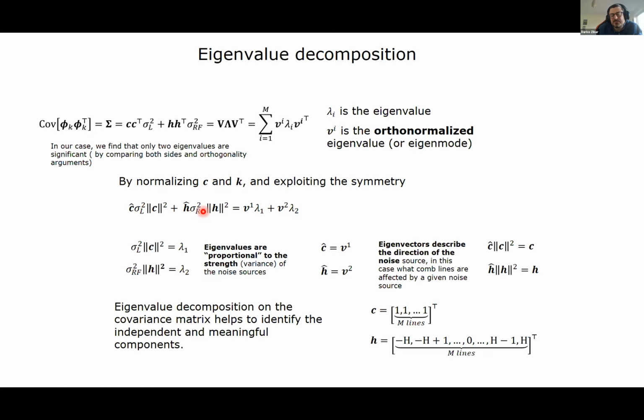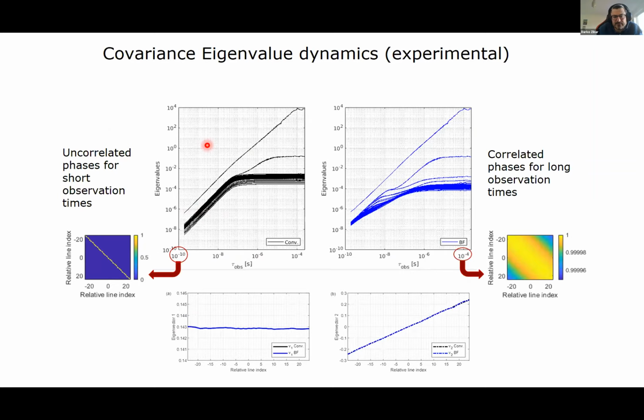This is a very interesting plot shown here. It shows the eigenvalue as a function of observation time. What you observe is that this eigenvalue increases and this eigenvalue increases. This is because this is the contribution from the laser phase noise, and this is the contribution from the RF phase noise. And the rest is just thermal noise.